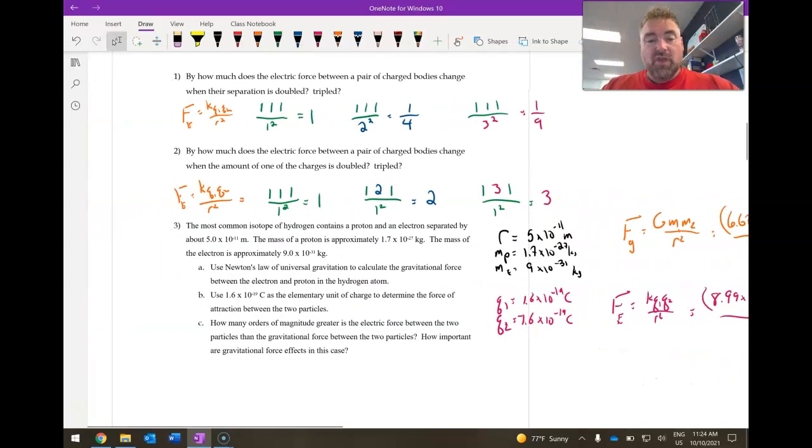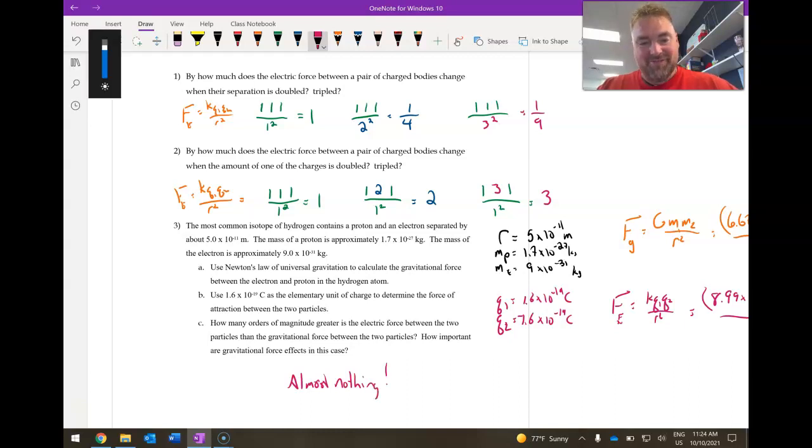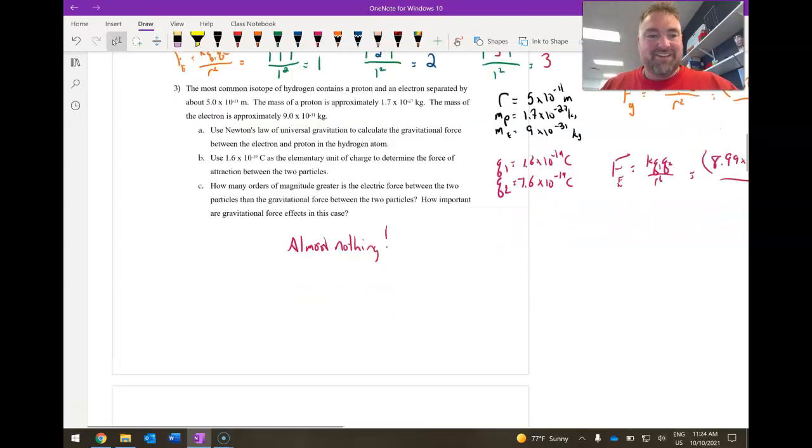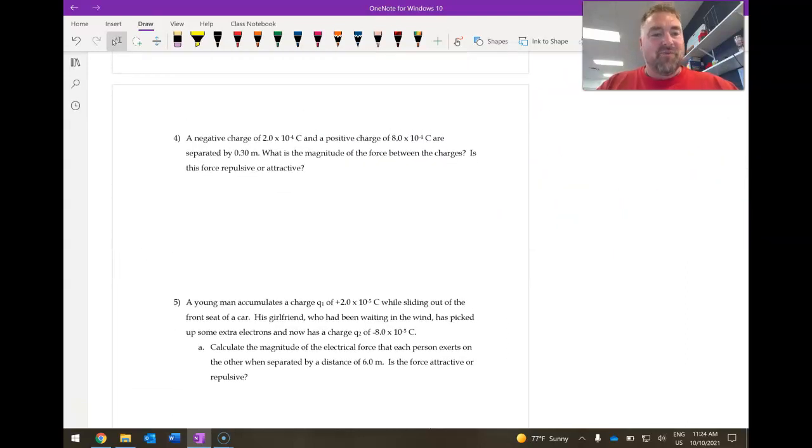So what that tells you now in the second one, how important are gravitational effects in this case? Almost negligible. I probably butchered that word. Let's change it: almost nothing. That's better, so you can actually look at it and I don't have to butcher the spelling of a word. The gravitational force has almost no effect compared to the electrostatic. All right, so let's jump down here to number 4.